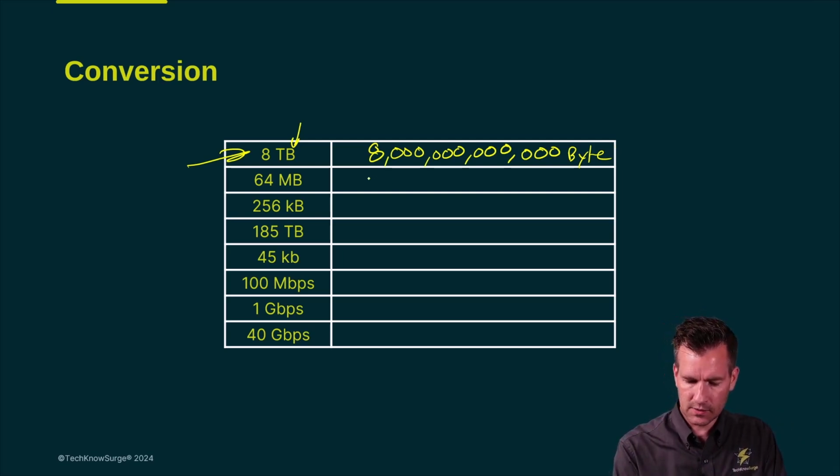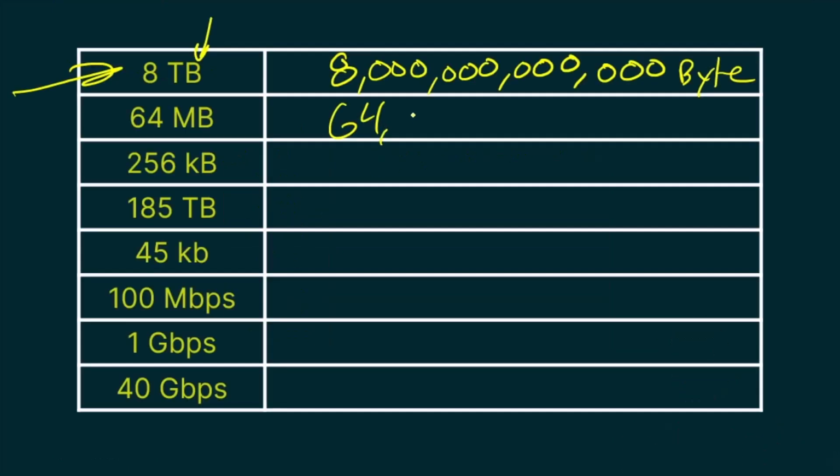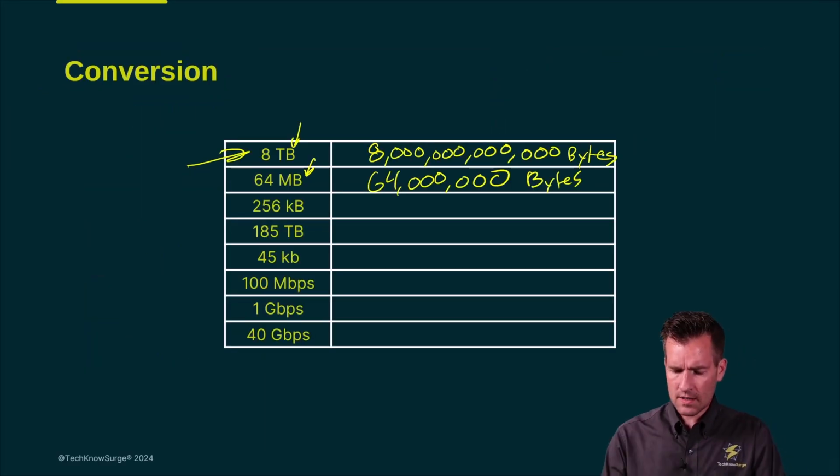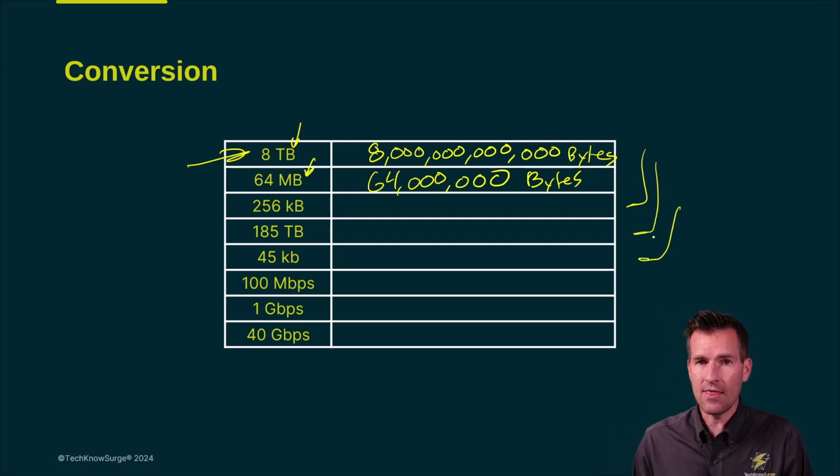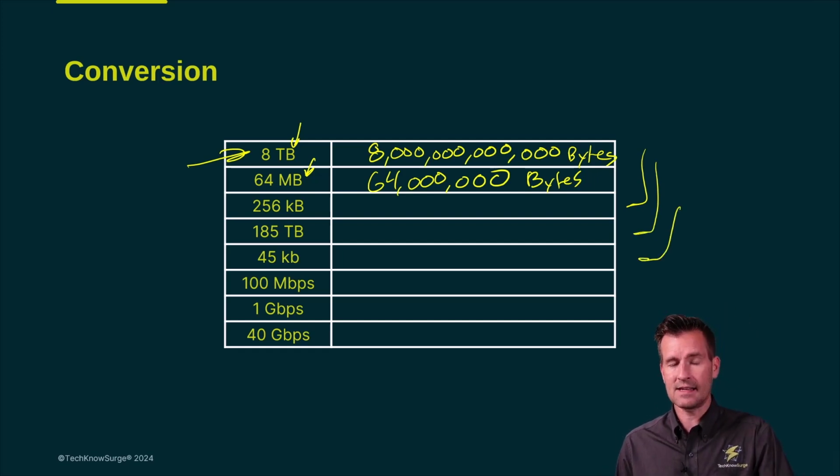I can do the next one as well: 64, and this would be 1,000, and this would be million, and this is a megabyte, so 64 million bytes is what this is. So go ahead and pause the video, figure out the rest of these, and then we'll come together and see what we come up with. Pause the video and then play to find out the answer.